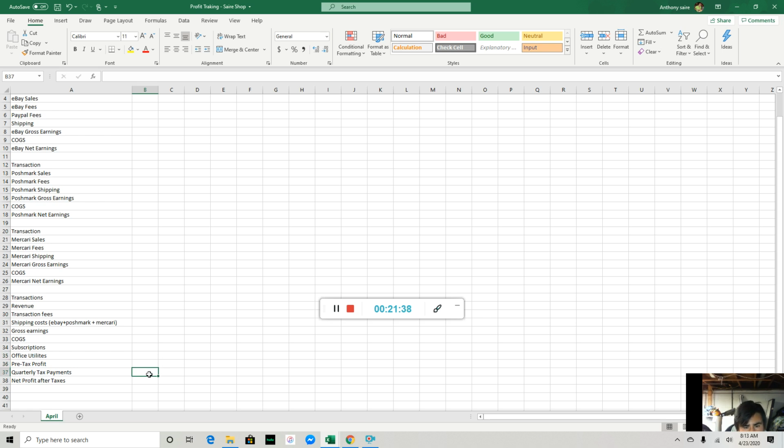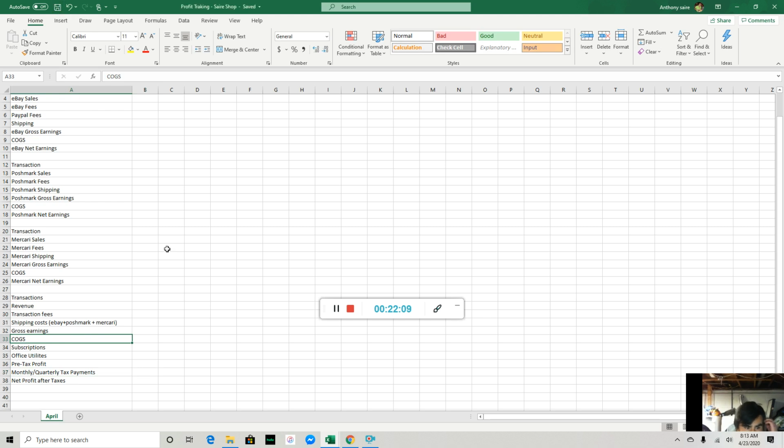Any quarterly tax payments or tax payments I have to make that month. Boom, I'll put it here. And net profit after taxes. So general rule, if you have an LLC, you have to make a quarterly tax payment. Well, here in New Jersey you do. I'm just going to include monthly/quarterly tax payment.